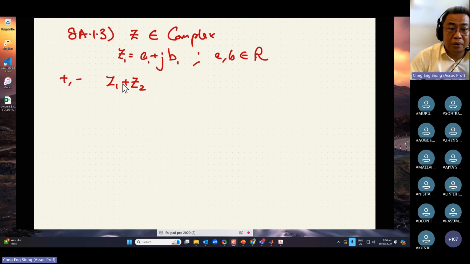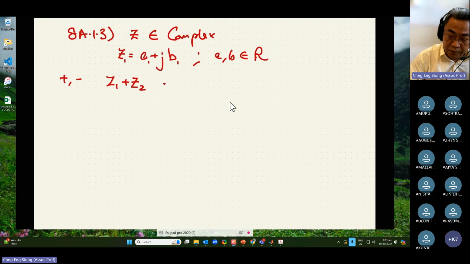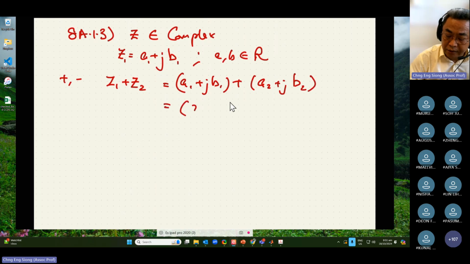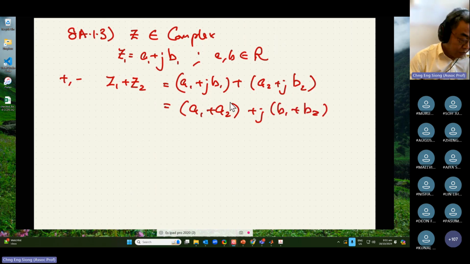What about this one? So of course it's A1 plus jB1 plus A2 plus jB2. And then we can collect the reals and we collect the imaginary parts, and then we're done. And if this is minus, oh, sorry, what am I doing? Okay.